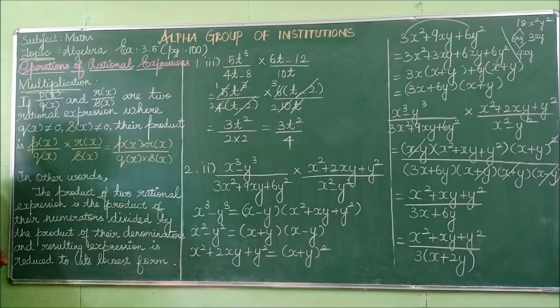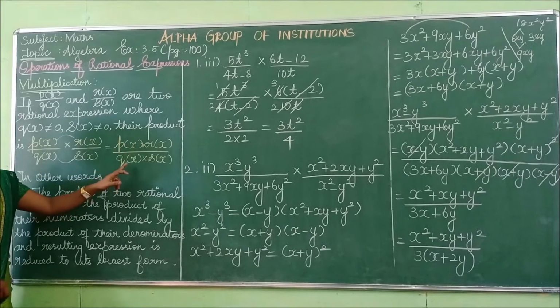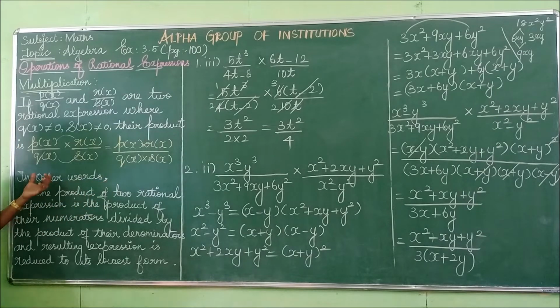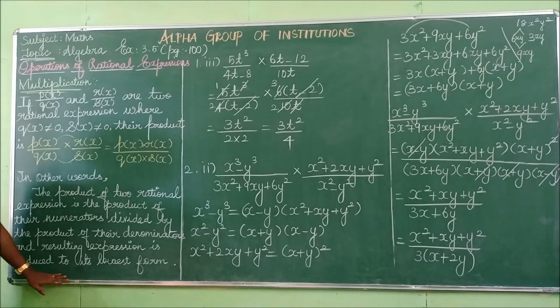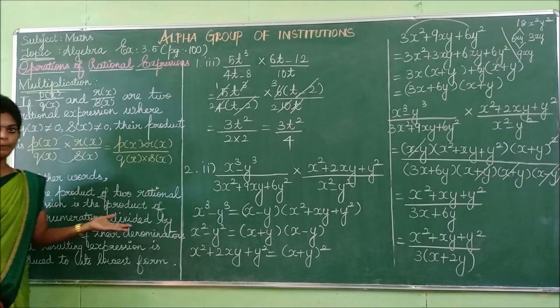How to multiply the two rational expressions? The numerators will get multiplied and the denominators will get multiplied: p of x into r of x divided by q of x into s of x. In other words, the product of two rational expressions is the product of their numerators divided by the product of their denominators. Then the resulting expression is reduced to the lowest form. This is the multiplication of rational expressions. Shall we do the problems?